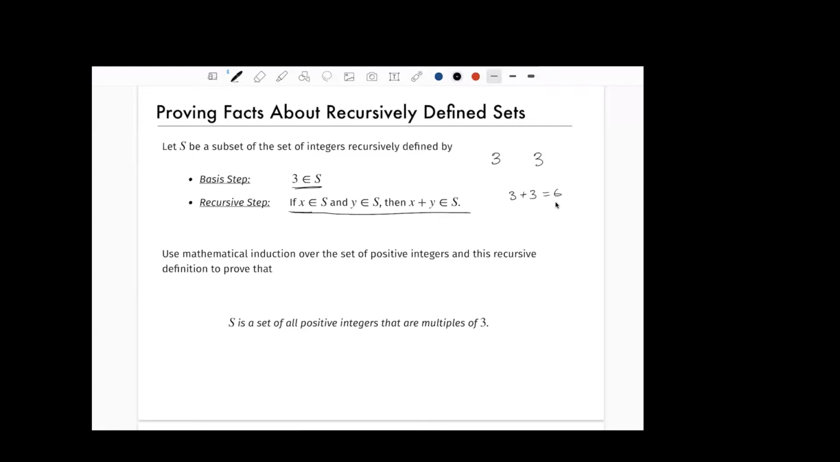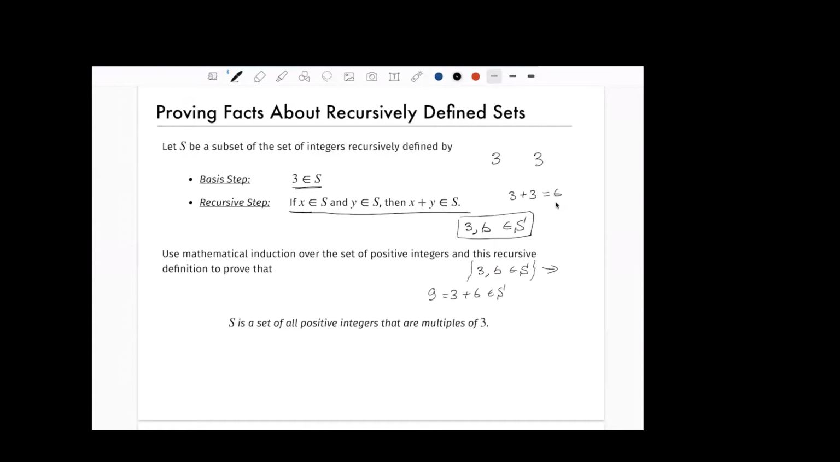So now, after the first application of the recursive step, we have that 3 and 6 are elements that both belong to S. So the basis step together with one application of the recursive step gave me this result: 3 and 6 are in S. Well, I apply the recursive step one more time. Now that I know that I have these 2 elements in S, it follows that 3 plus 6 is in S. Okay, 9 is in S.